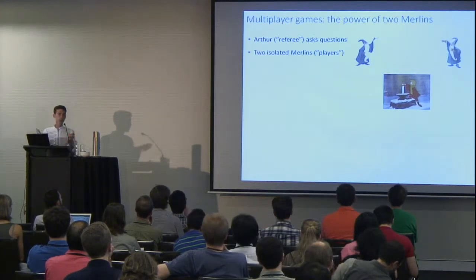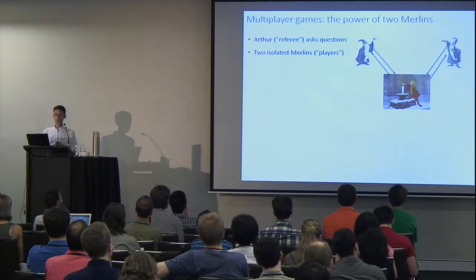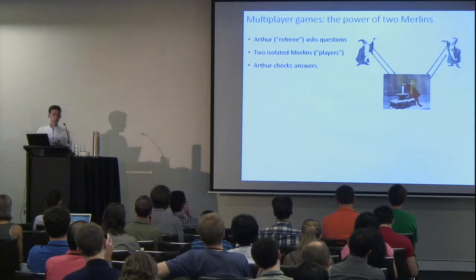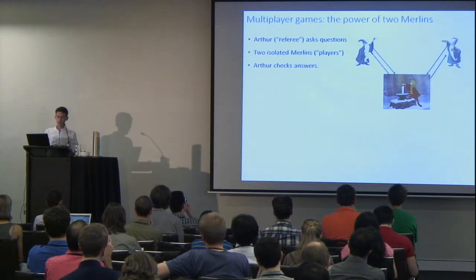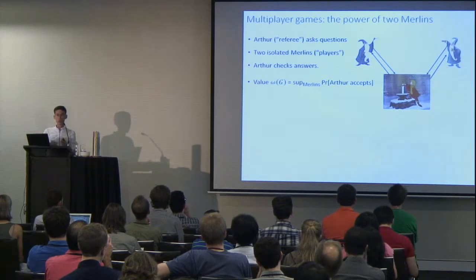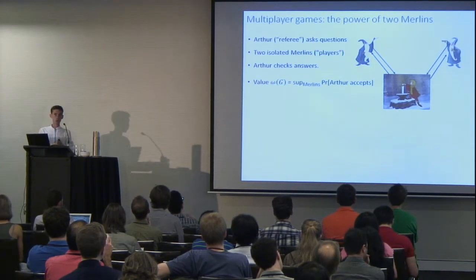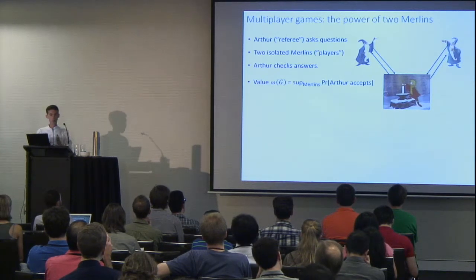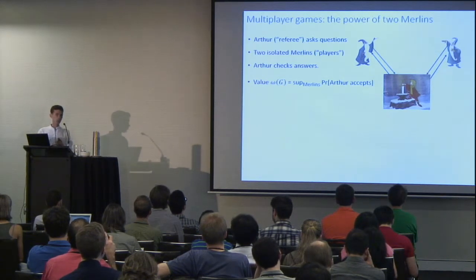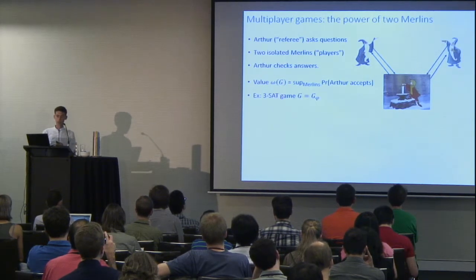And so the game proceeds like this. Arthur just selects a pair of questions and sends them to the Merlins. Each Merlin gets his question, provides an answer, and Arthur checks these answers according to some checking procedure that he has in mind. We're assuming that the rules of the game are public, and the Merlins always try to win the game. The only restriction is that they don't communicate, right? Each of them sees his own question and provides an answer to that question. So there's just one quantity that we're going to be looking at throughout the whole talk, and that's the value of the game. It's simply the maximum success probability of the Merlins. So I'm maximizing over all possible strategies for these Merlins of the probability that Arthur accepts their answers.